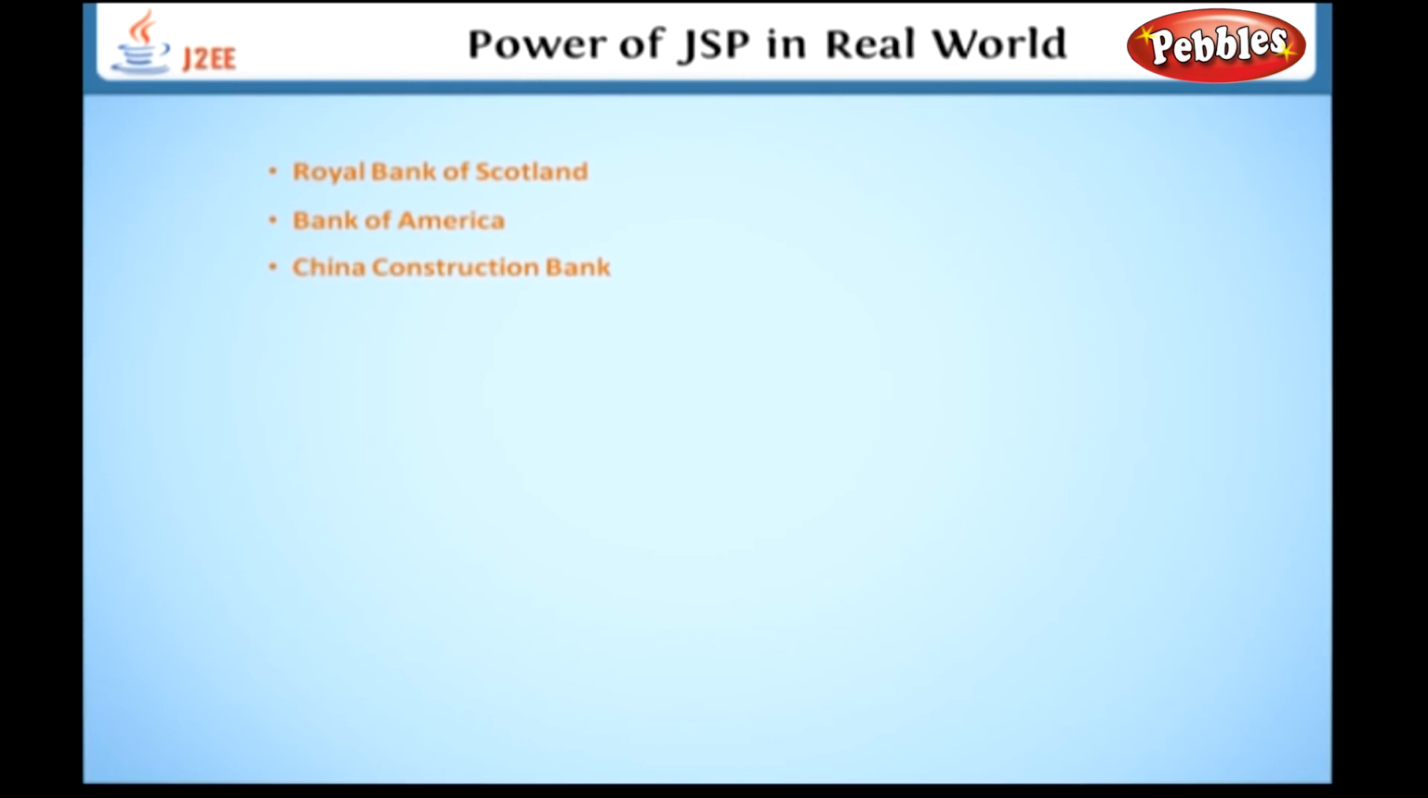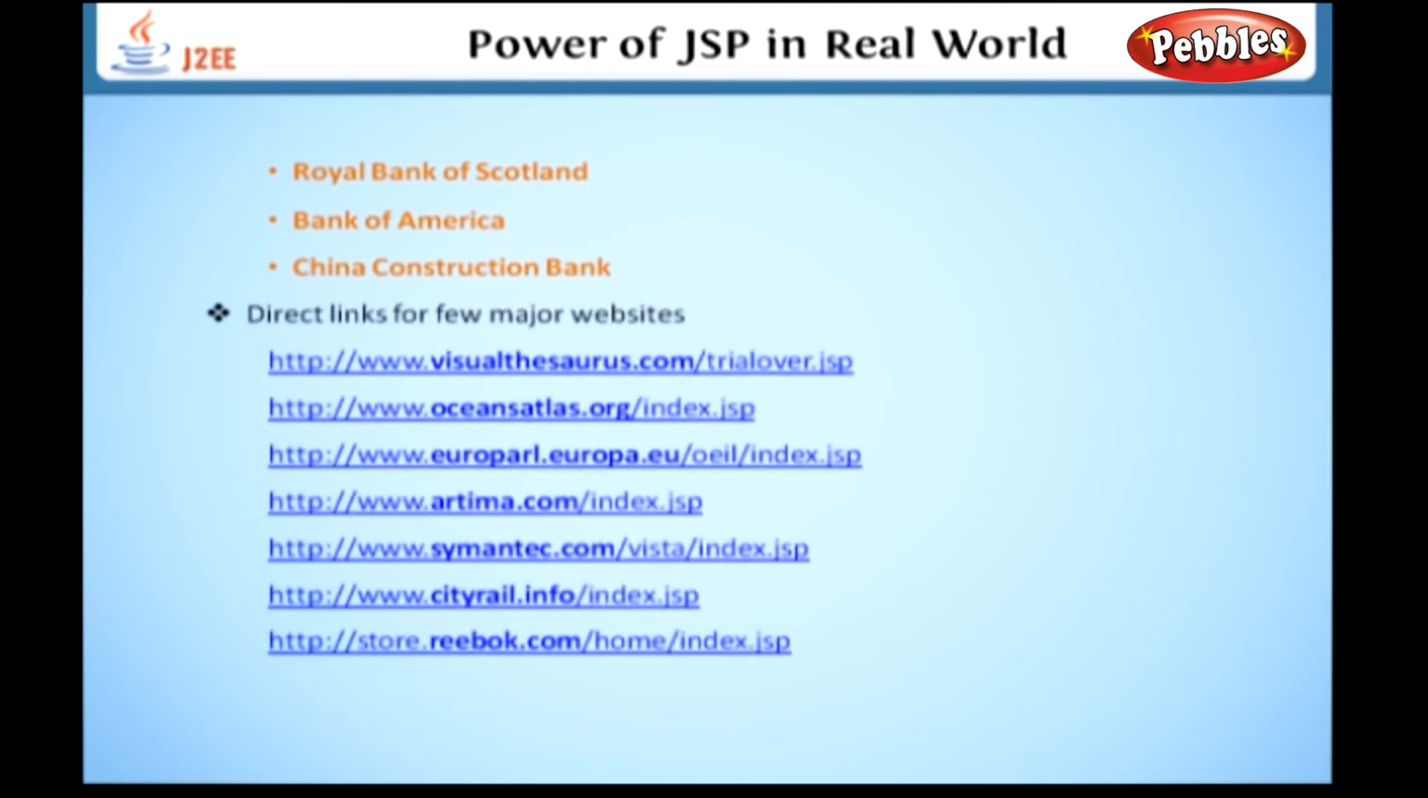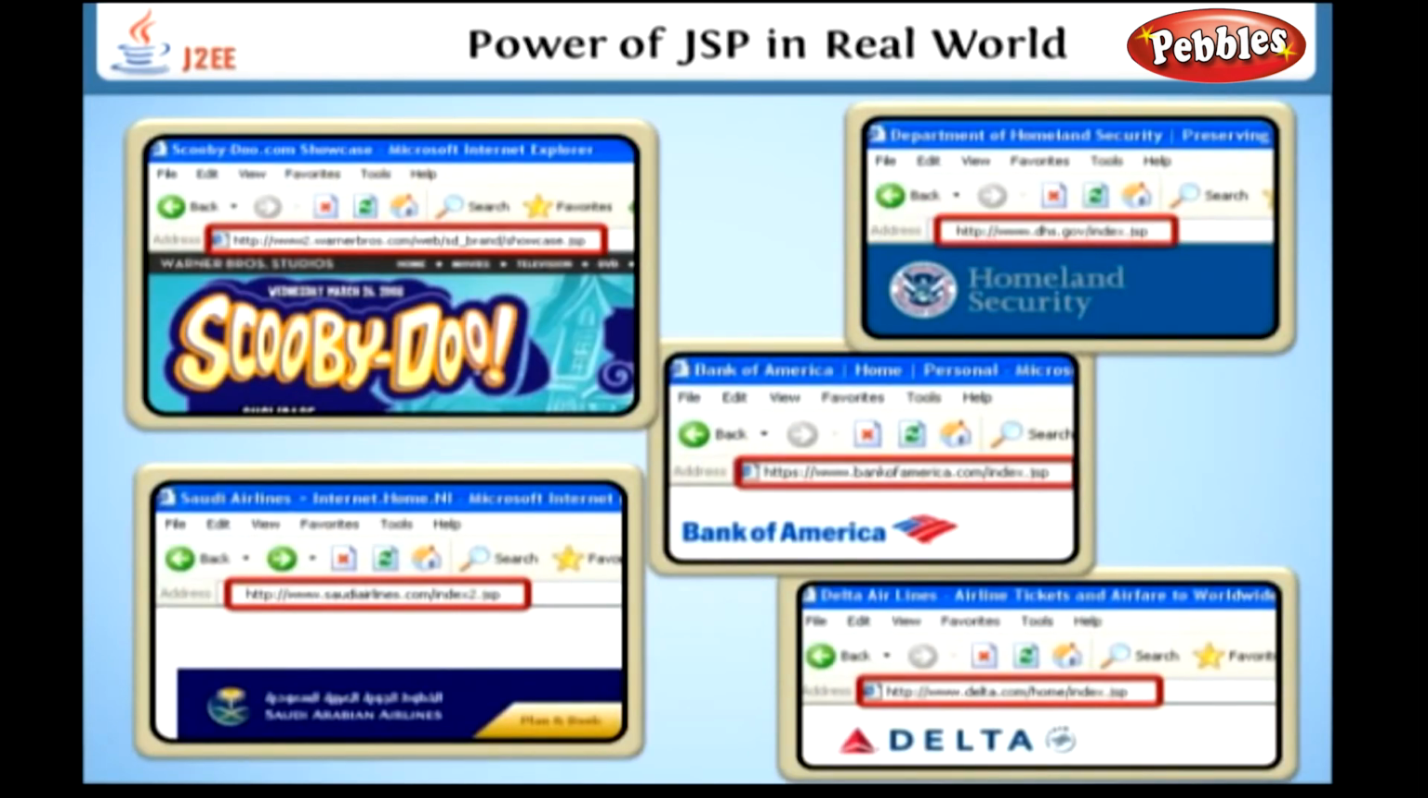Likewise, if we take sectors, we have many of the major leaders using JSP in their websites. These sectors, I will give you the direct links for some of the major websites. They are visualthesaurus.com, oceanatlas.org, europal.europa.eu, artima.com, semantic.com, cityrail.info, reebok.com.